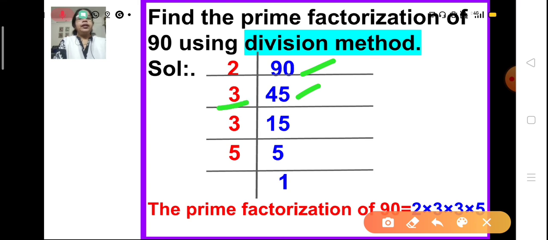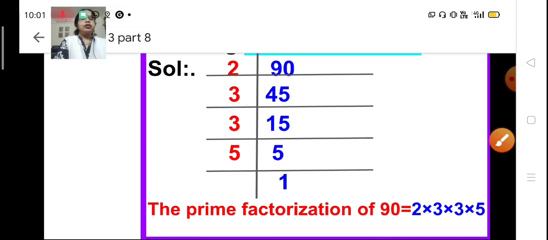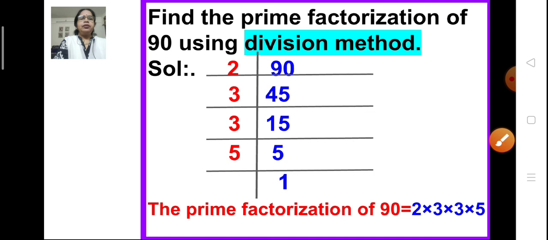So yes, 45 is divisible by 3 and we get 15 here, and 15 again can be divided by 3. So 3 fives are 15, and since 5 is a prime number, it can be divided only by itself. So 5 ones is 5. So what is the prime factorization of 90? By whatever method we do, either factor tree method or division method, we get the prime factorization as 2 into 3 into 3 into 5 for 90.